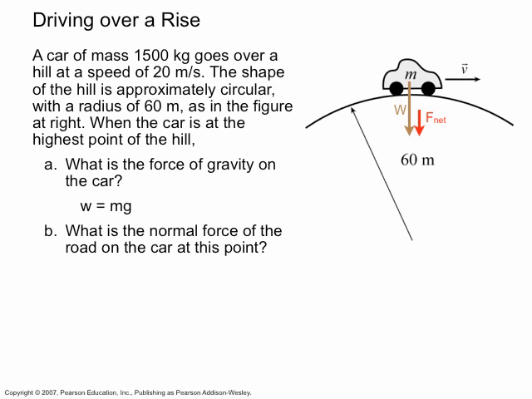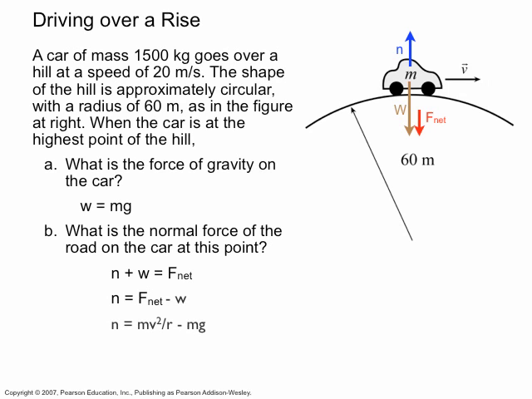So the net force is, by definition, normal plus weight. If we're looking for the normal force at any time, it's F net minus the weight. F net is mv squared over r, so the normal force is mv squared over r minus mg. Plugging in our given values, we can solve for the normal force.